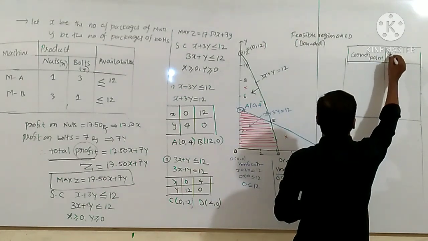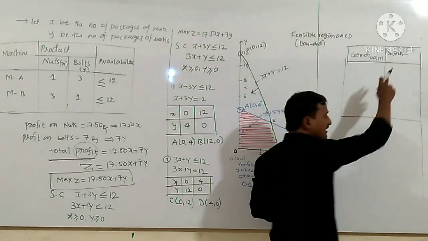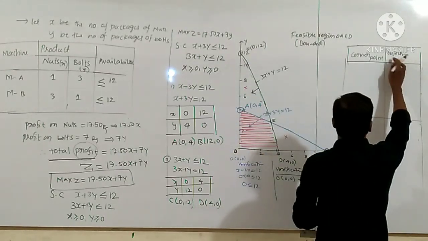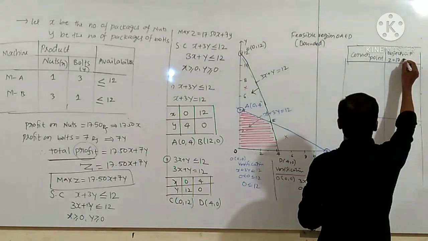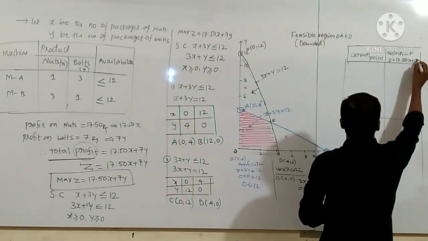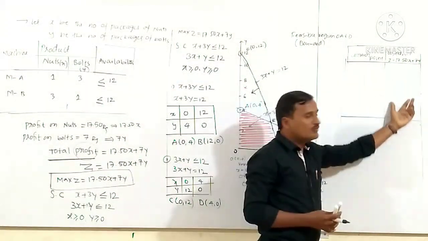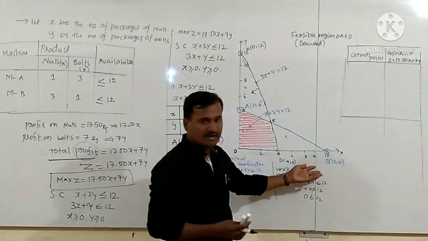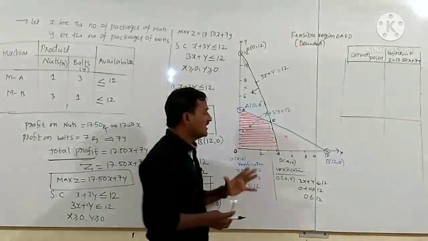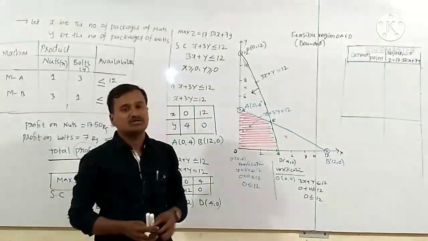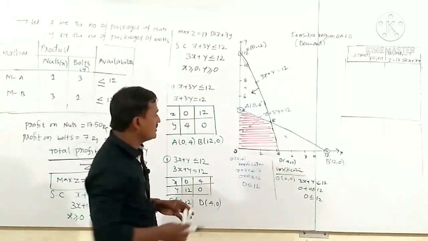And here it is the objective function. You have not studied this in first year, so this is one extra: the objective function z equals 17.50x plus 7y. Now we are going to find the maximum value of this one. Up to this you have studied in first year, and this is extra. The theorem says that whether the feasible region is bounded or unbounded, the solution always exists at a corner point of the feasible region.